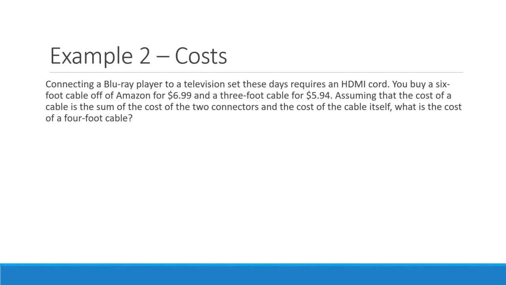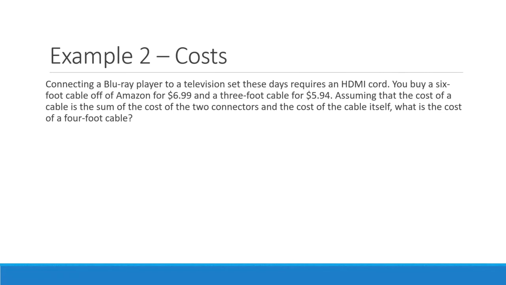So we want to know the cost of a 4-foot cable. But in order to find the cost of the 4-foot cable, you need to first find the cost of the connectors and the cable itself. So those are our real unknowns. There's the cost of a connector and then the cost of the cable. Usually I would use C, but C for connector and cable is way too confusing.